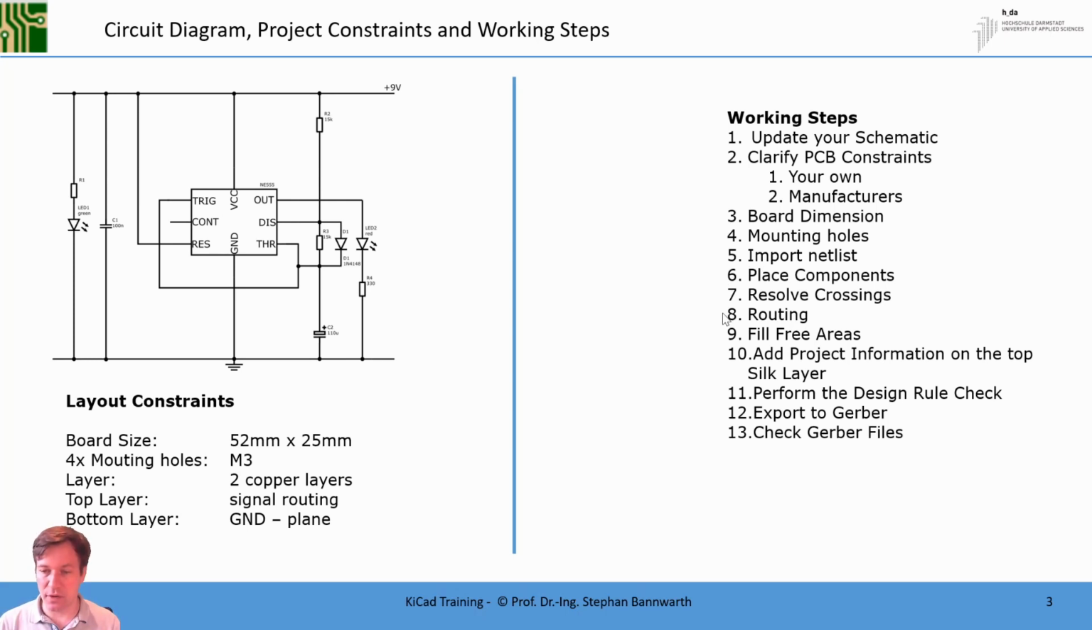When you finish the routing of all signals, you fill the free areas with ground or another potential plane, so that the idea is that on the PCB all copper fields or areas have a defined potential. 10. Add the project information on the top of the silk layer. This is really essential because we need information such as the developer's name, project name, date, and your student number in order to know who the owner of this PCB is after the production. Otherwise, we have no chance to give you back your PCB.